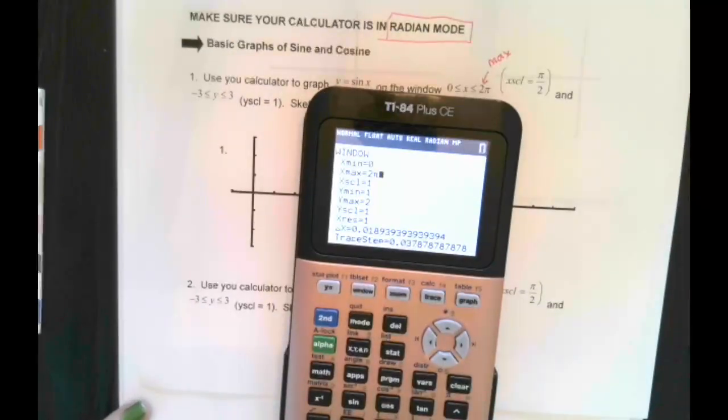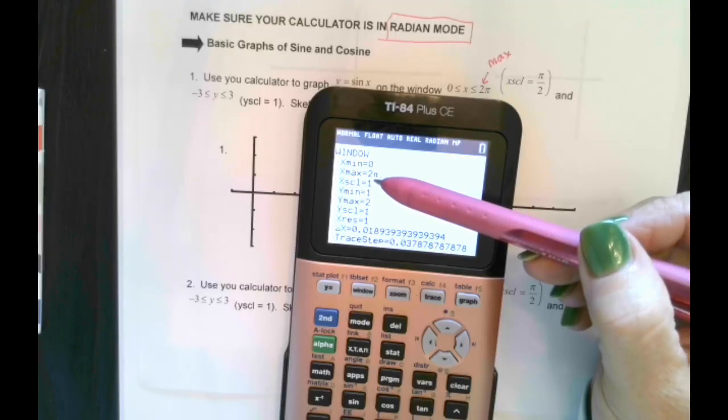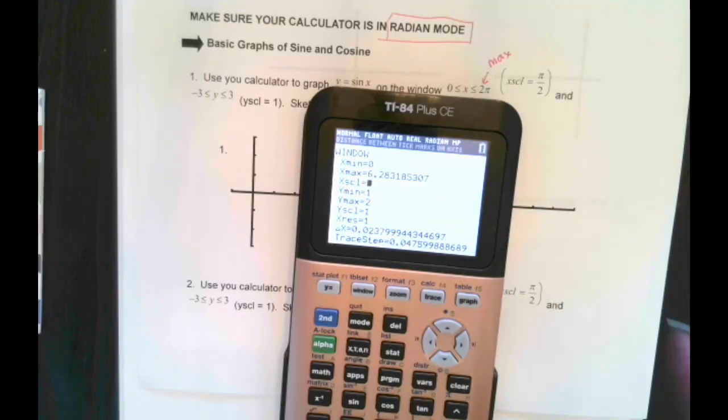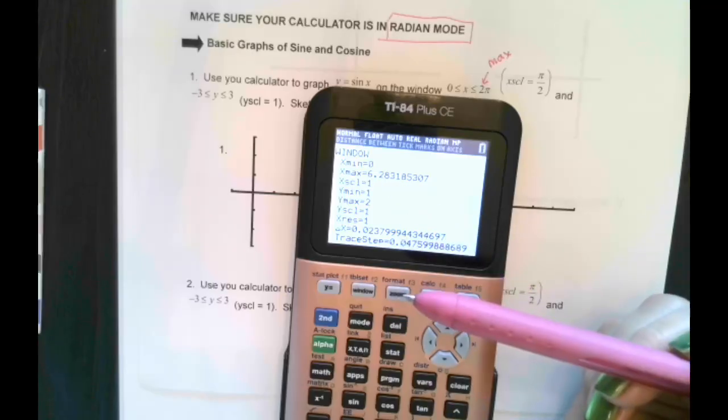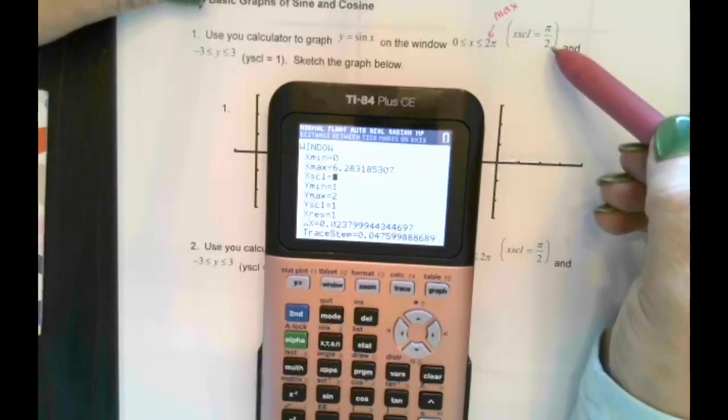Now, when I hit enter, it's going to convert this to a decimal. So we know that pi is 3.14. So when we hit enter, now it just converted it to 6.28. Okay? So this tells us we want a scale of 1/2.